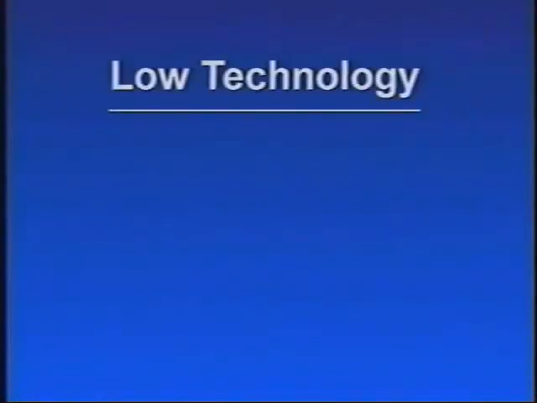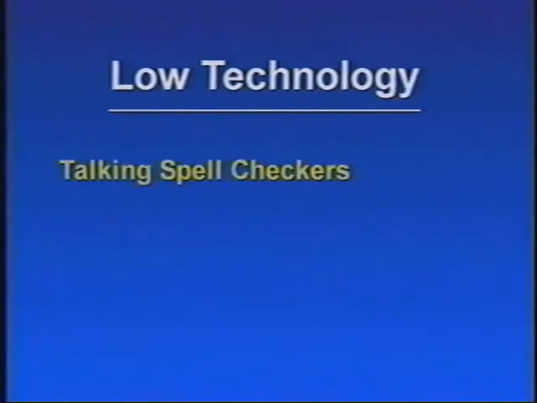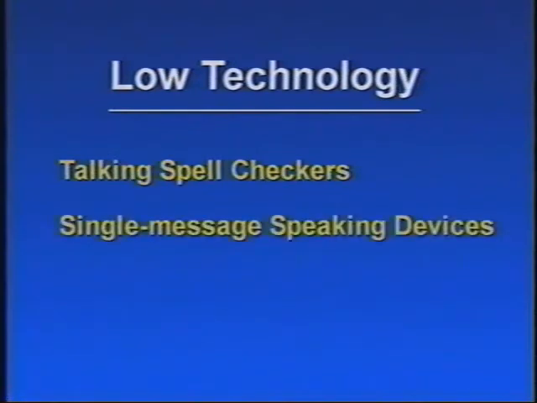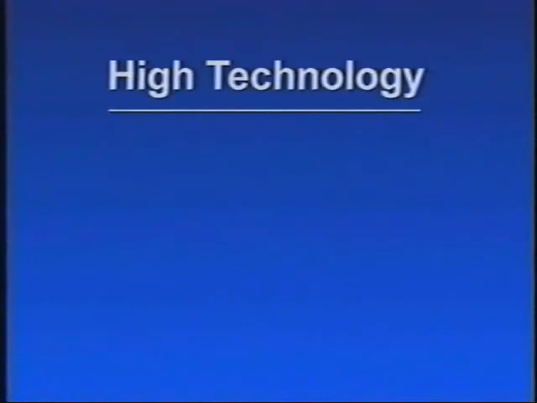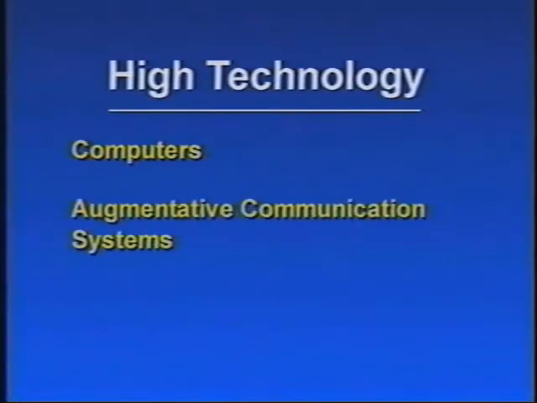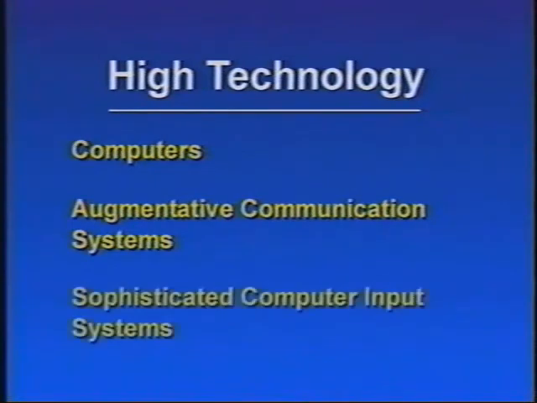Low-tech devices have very simple electronics that are often powered by standard batteries. Examples include talking spell checkers, single message speaking devices, and simple switches. High-tech devices involve more complex equipment, such as computers, augmentative communication systems, and sophisticated computer input systems, such as those controlled by eye gaze or speech.